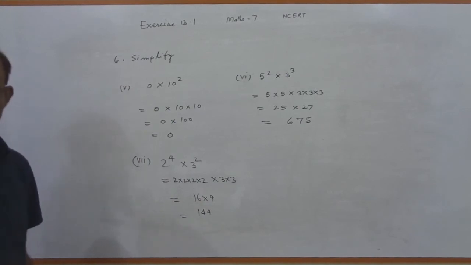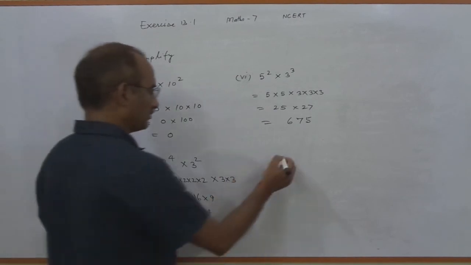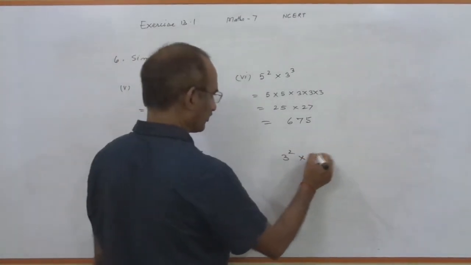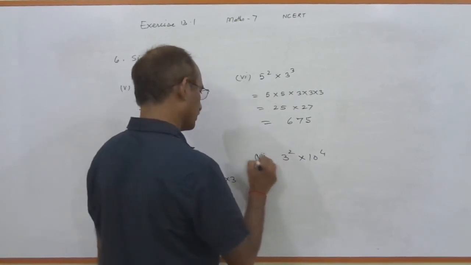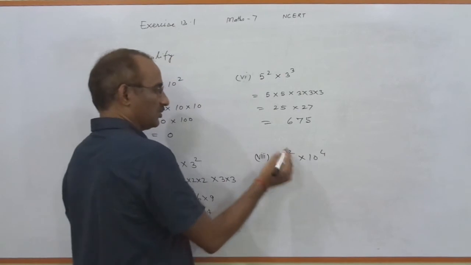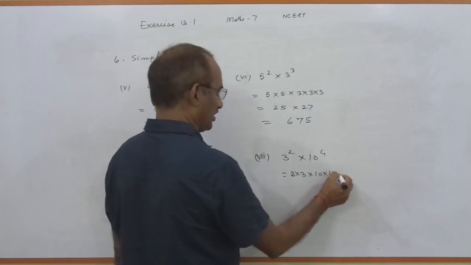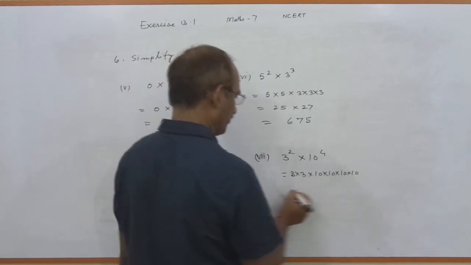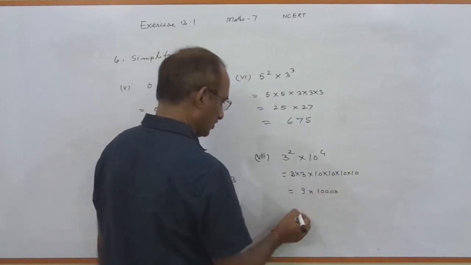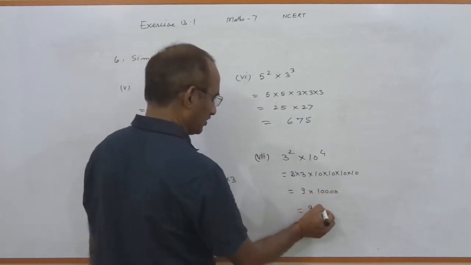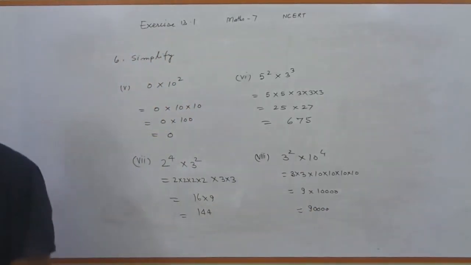Now question number 8. It is 3 power 2 and 10 power 4. So 3 power 2 can be written as 3 into 3, and 10 power 4 can be written as 10 into 10 into 10 into 10. 3 3s are 9 multiplied with 10000, and 9 1s are 9 and 4 zeros. So this is our answer, 90,000.